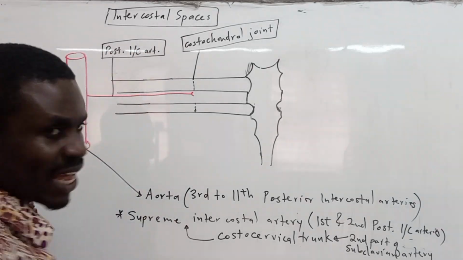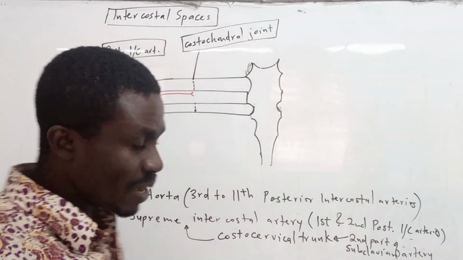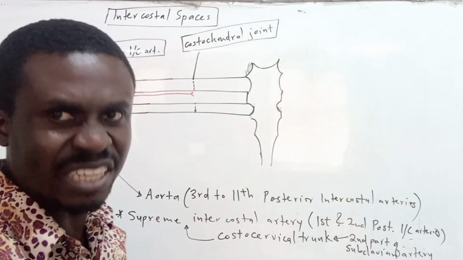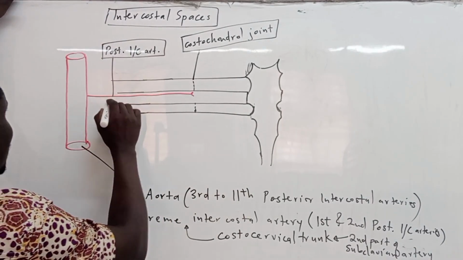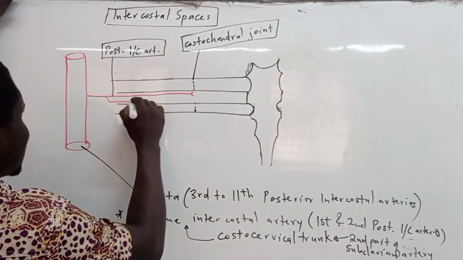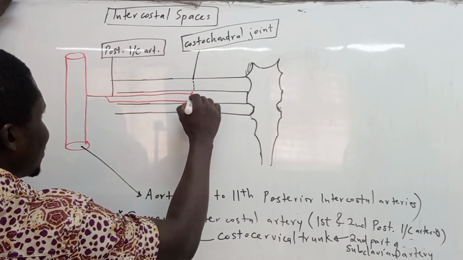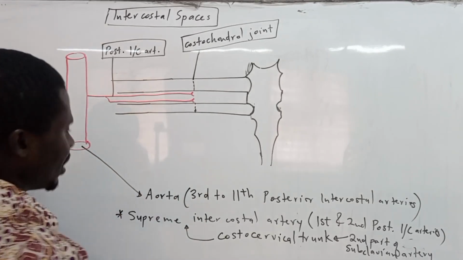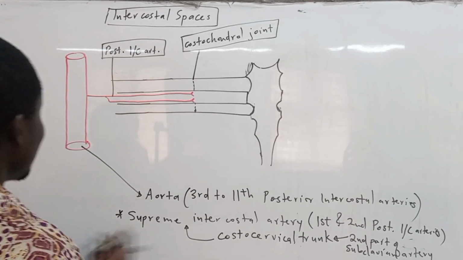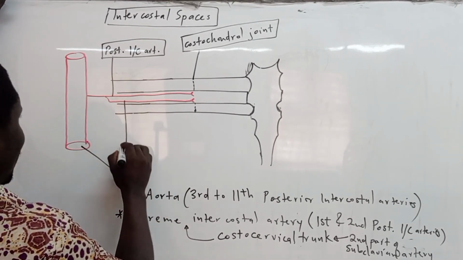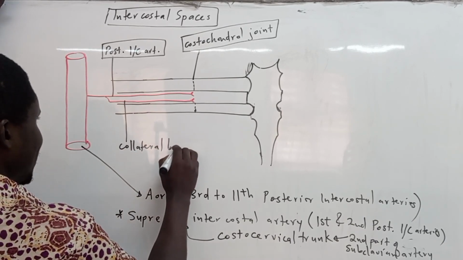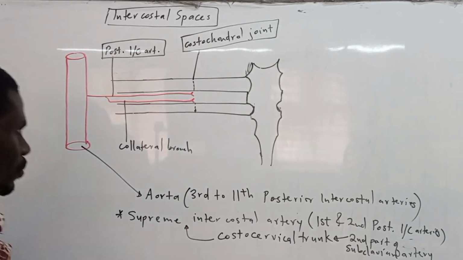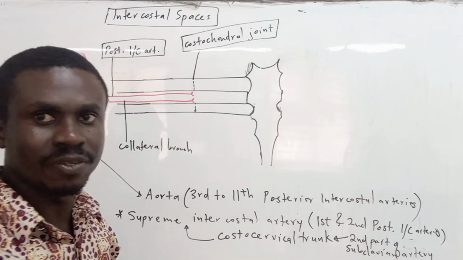Posterior intercostal artery. But this same posterior intercostal artery gives a branch which runs with it, so we call it collateral, it moves with it. So this artery, in turn, gives off a branch which goes caudally, also ending at the costochondral joint. And that is why this one will be called the collateral branch of this posterior intercostal artery.